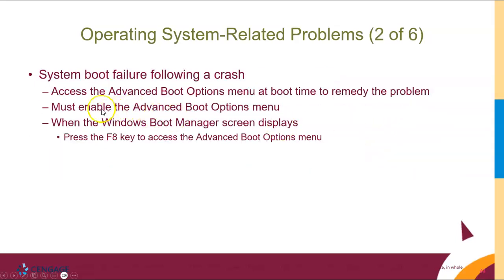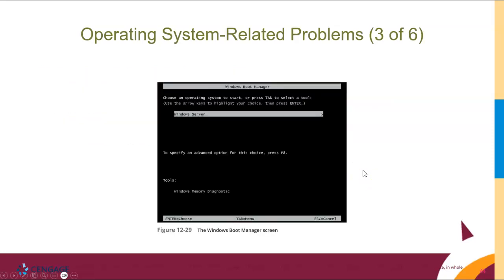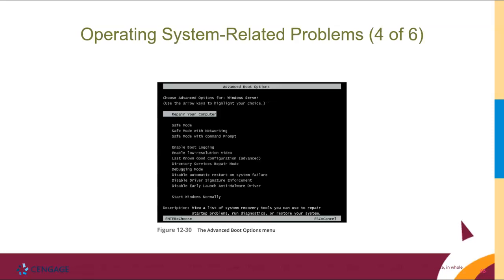For a system boot failure following a crash, you want to access the advanced boot options menu. You must first enable the advanced boot options menu. When the Windows Boot Manager screen opens, you press the F8 key to access the advanced boot options menu. This is what that looks like. You press F8 here. And then you get your safe mode, last known good configuration, all those types of things that you can go into.